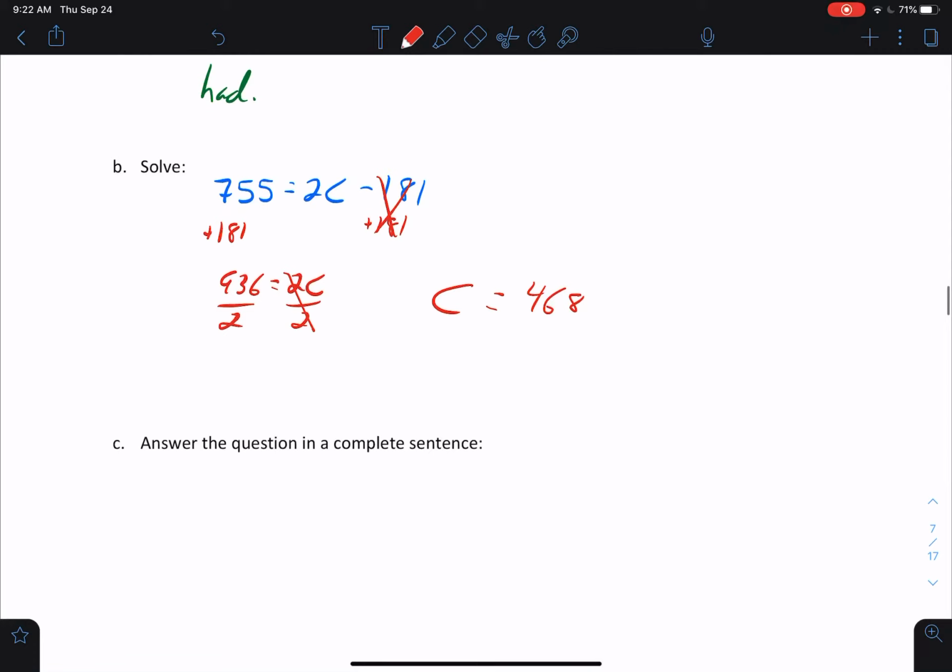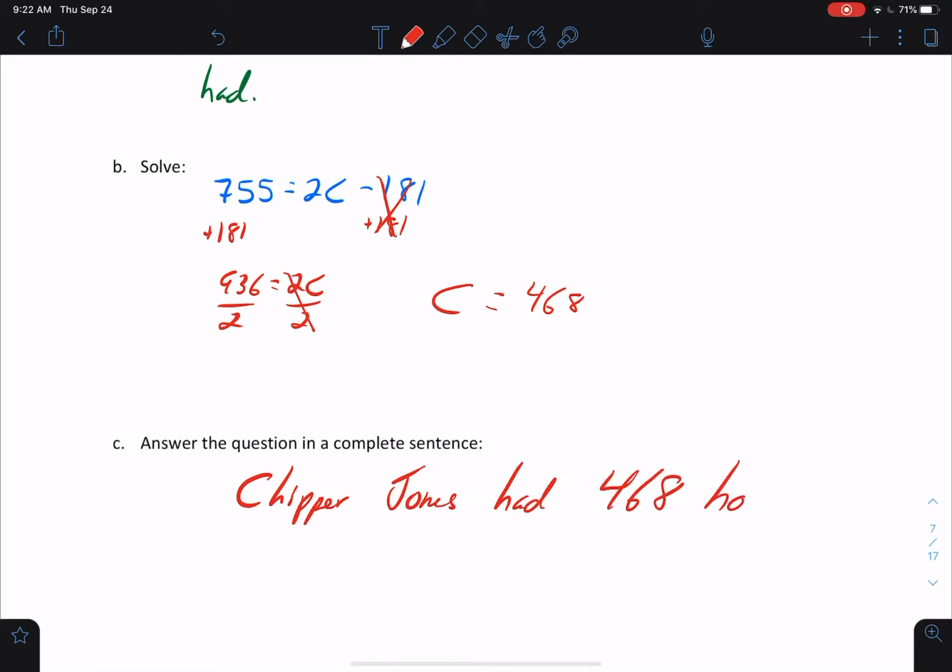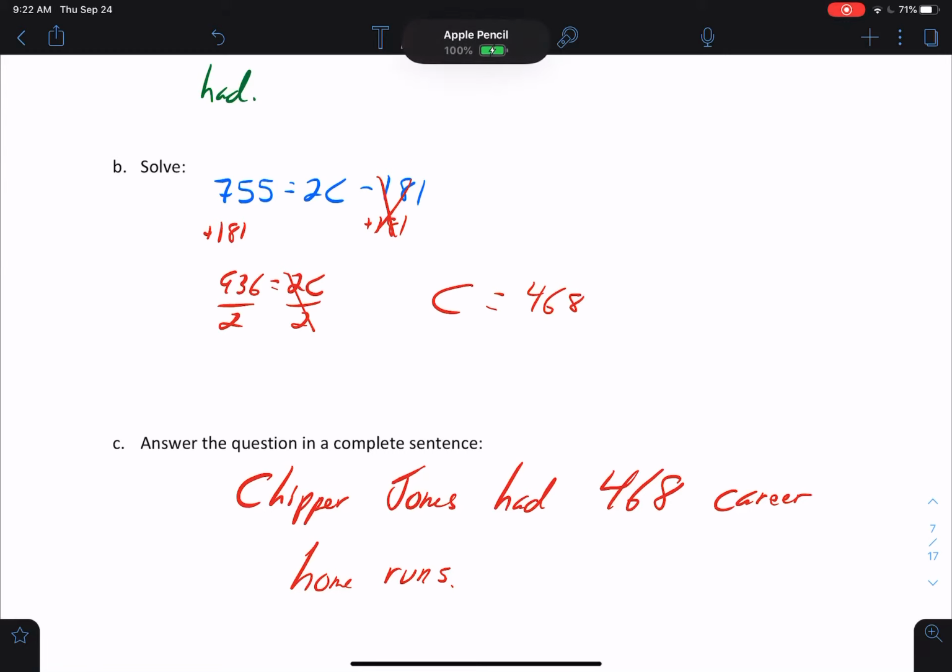So we can now answer this. Chipper Jones had 468 career home runs. Okay? So that is how we deal with those application problems. All right, for now, the equation might be given to you, but eventually we're going to be working towards how can we write our own equations and solve those.